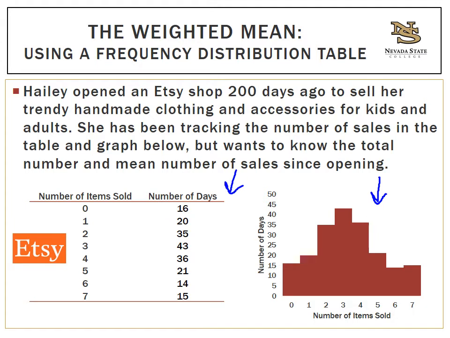Now you'll notice this says 200 days. So if you add these together, you're going to get 200, and that is the size of your population or sample right there. So looking at this table and graph, we don't automatically know the total number of sales or the mean number. So in the next slide, I'm going to show you how you'll compute that.